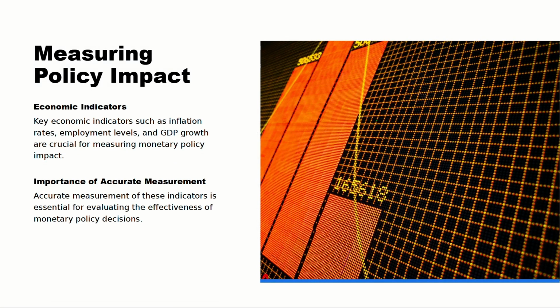Measuring policy impact. Economic indicators. Key economic indicators such as inflation rates, employment levels, and GDP growth are crucial for measuring monetary policy impact. Importance of accurate measurement. Accurate measurement of these indicators is essential for evaluating the effectiveness of monetary policy decisions.